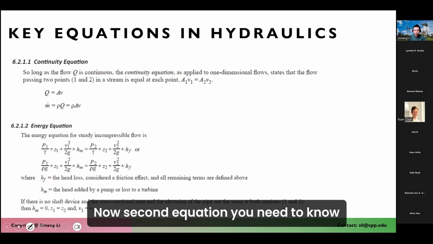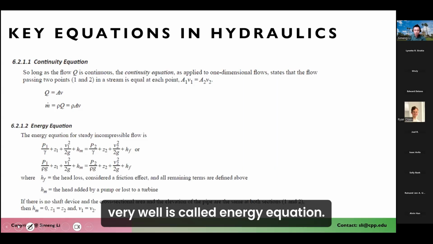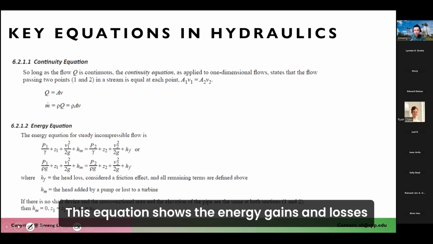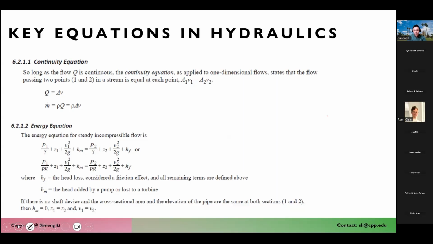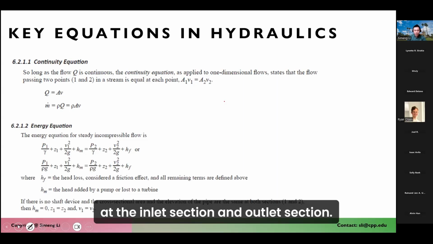Now, the second equation you need to know very well is called the energy equation. This equation shows the energy gains and the losses at the inlet section and outlet section.